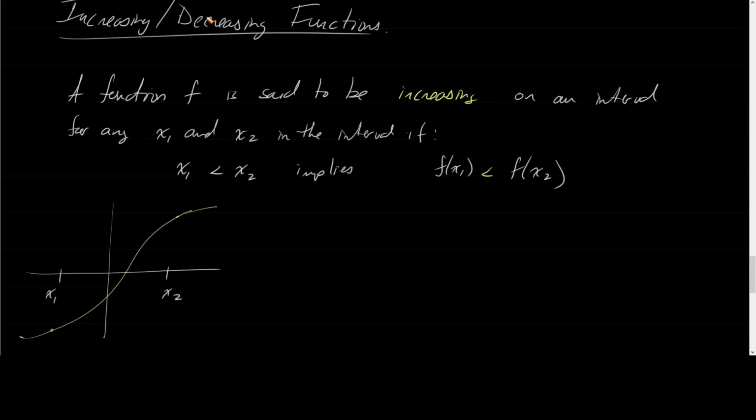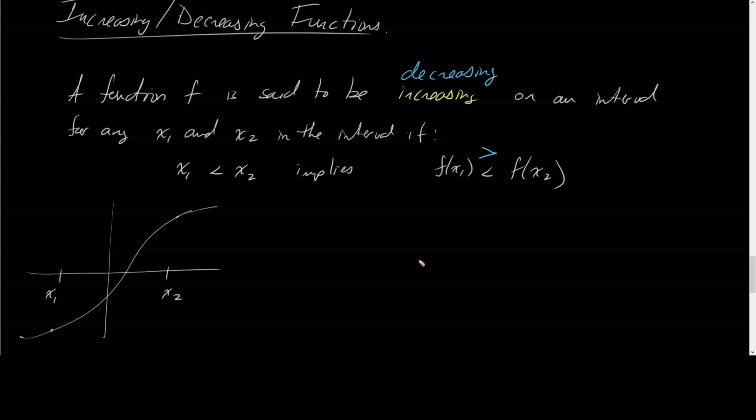Next definition. A function f is said to be decreasing on an interval if for any x sub 1 and x sub 2 in the interval, if x sub 1 being less than x sub 2 implies f of x sub 1 is greater than f of x sub 2. All right. So what does that mean?